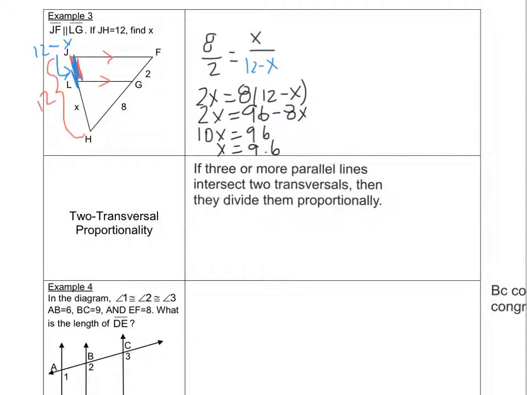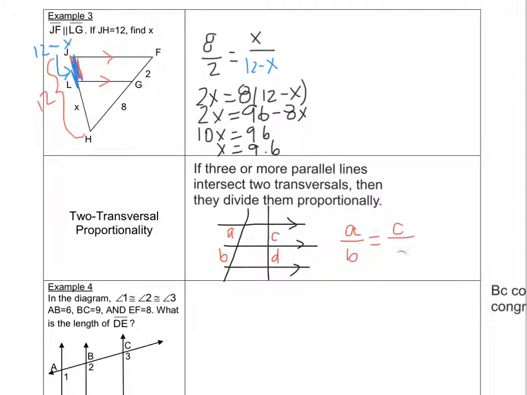Let me give you a picture to draw while you're still copying this down. So I want you to imagine that you've got 1, 2, 3 parallel lines. Let's show that they're parallel. And they're cut by two transversals. Then they've been divided proportionally. So we'll say that this length is A, and then B, C, and D. Then I can conclude that A over B is equal to C over D.